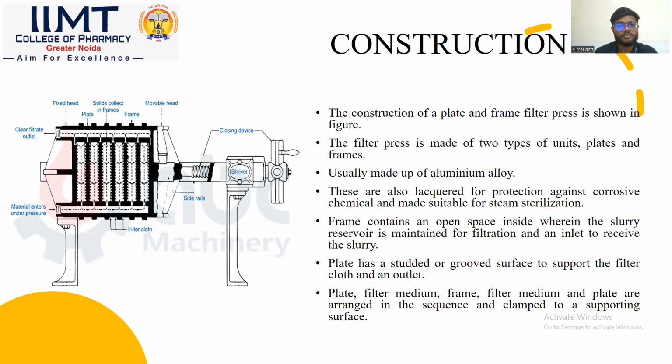This is the construction of this filtration equipment, that is, the construction of a plate and frame filter press is shown in the figure. The filter press is made of two types of unit, plates and frames, usually made up of aluminum alloy. These are also lacquered for protection against corrosive chemicals and made suitable for steam sterilization. Frames contain an open space inside wherein the slurry reservoir is maintained for filtration and an inlet to receive the slurry.